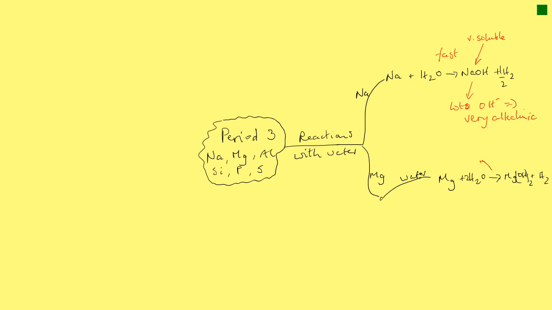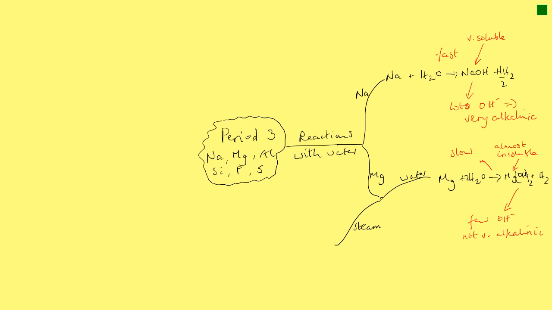So this reaction is slow, and what's more, this magnesium hydroxide is almost insoluble, so the result of that is that there are few hydroxide ions, and therefore not very alkalinic. It's only weakly alkalinic. However, magnesium does react with steam.